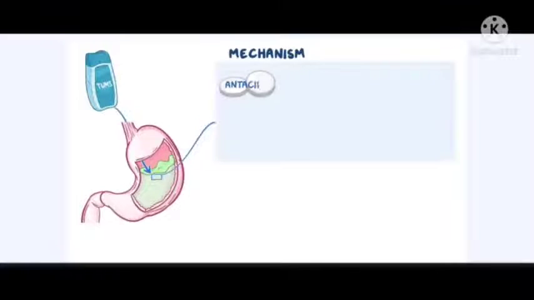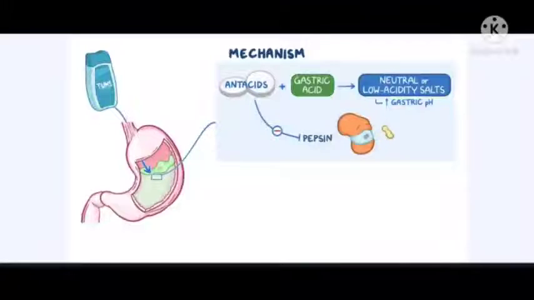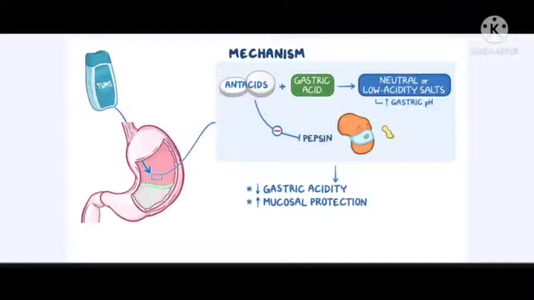Now, when antacids are taken, the medication reacts with gastric acid and results in the production of neutral or low acidity salts that increase the gastric pH. Additionally, the enzyme pepsin that normally helps digest protein is also inactivated. The outcomes of these reactions are a decrease in gastric acidity, enhanced mucosal protection, and a reduction of the symptoms associated with GI conditions such as GERD and PUD.